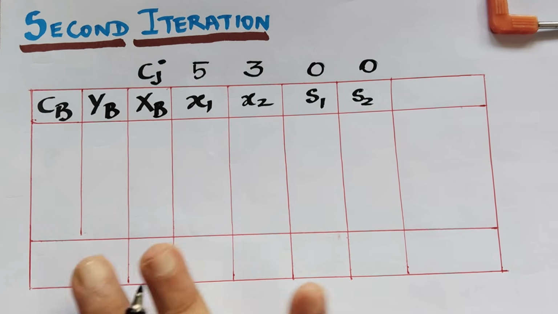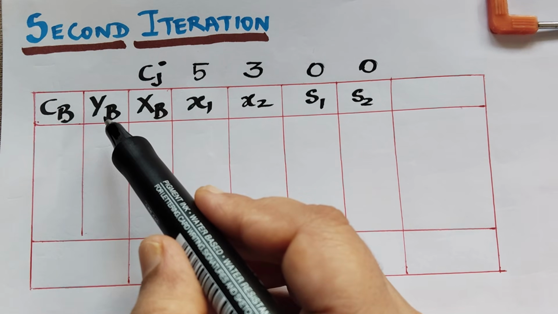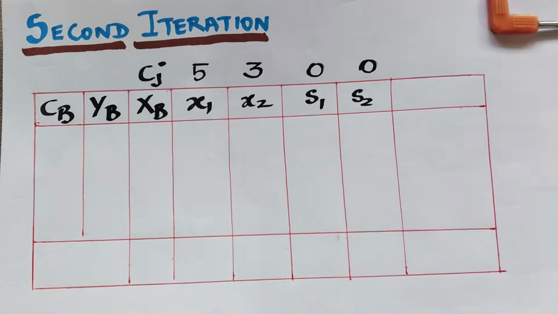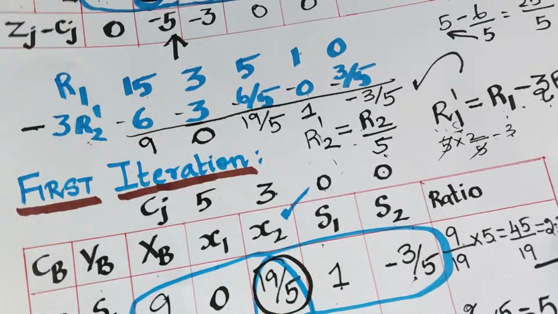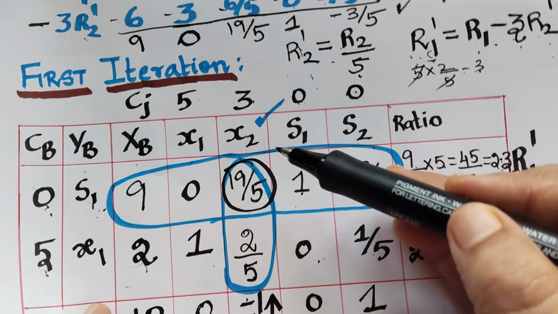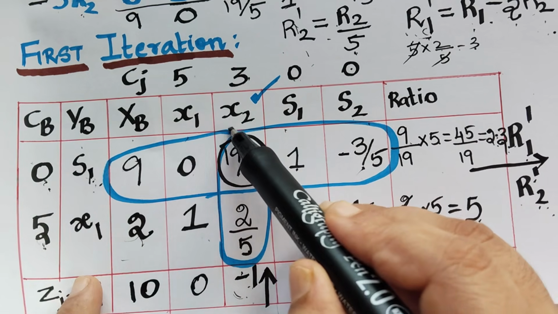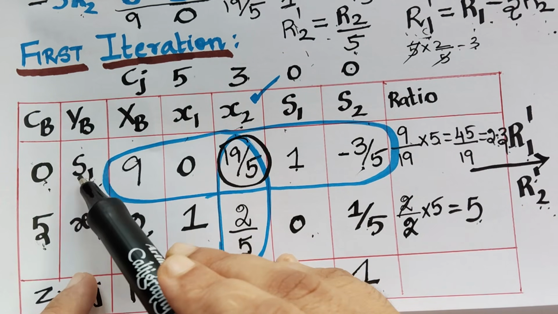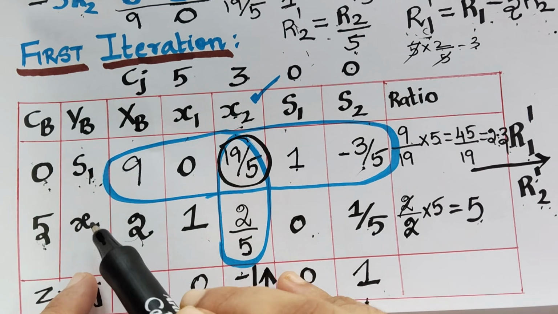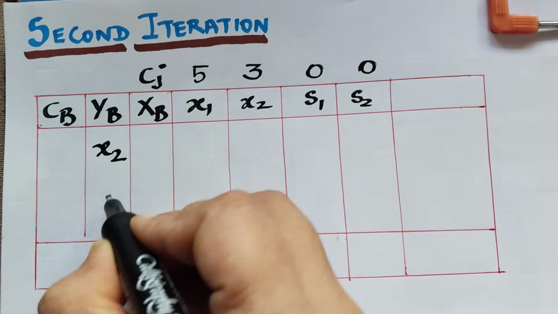Now all these remain the same as in the previous case. The change comes only here, that is YB. We saw that S1 was leaving the table and instead of that, X2 was entering the table. So in that case, we have to replace S1 by X2. So this alone will be changing. So X2, and here X1 remains as it is. So here we have to write X2 and here X1.